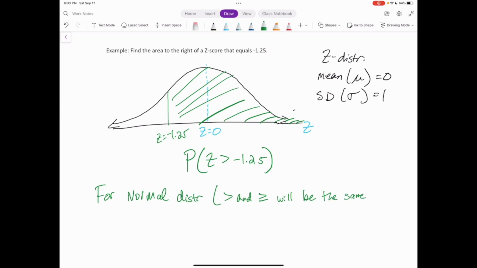Okay? And the same can be true about less than. Less than and less than or equal to, they'll be the same thing. So don't get caught up on whether it's an equals to or not. Just get caught up on the direction that you want to go. That's the most important bit.